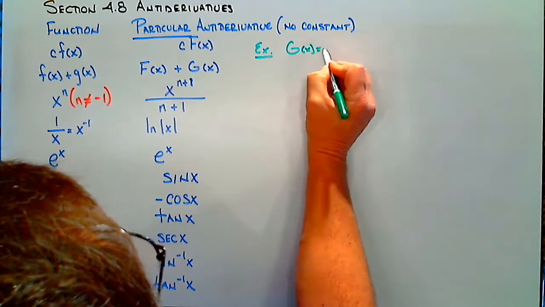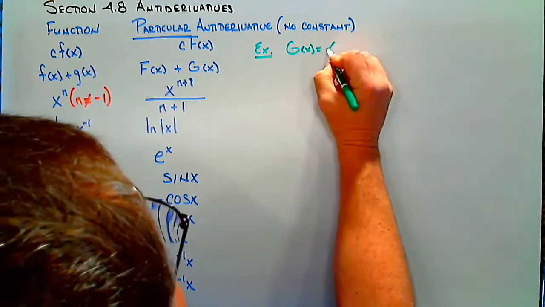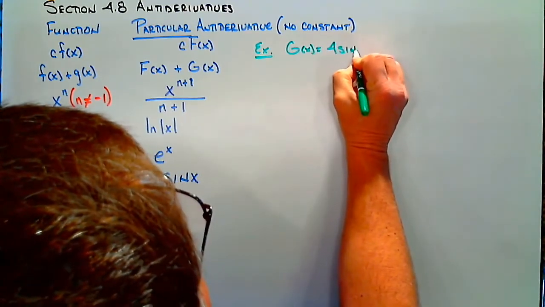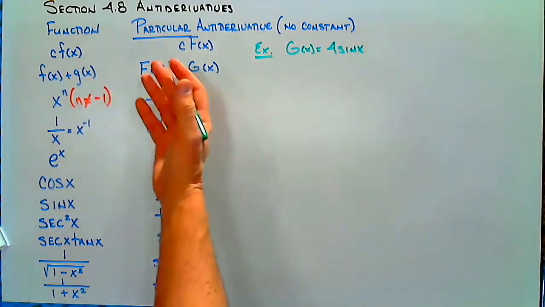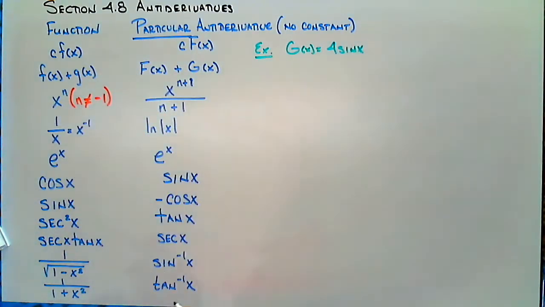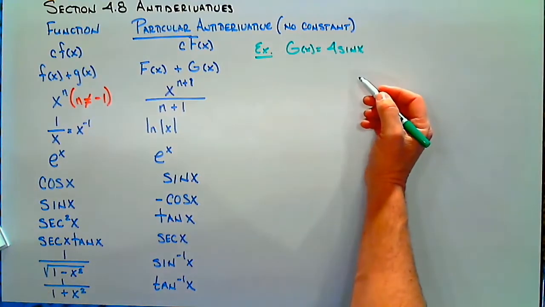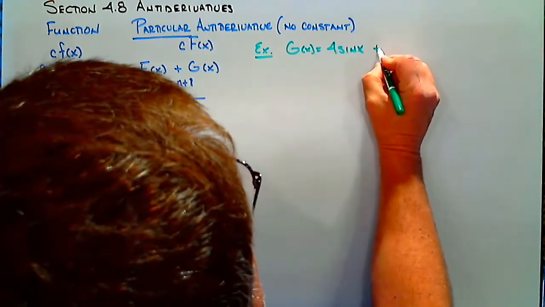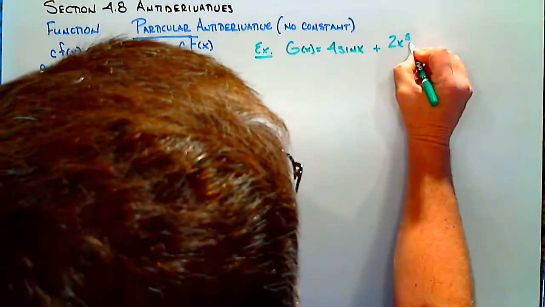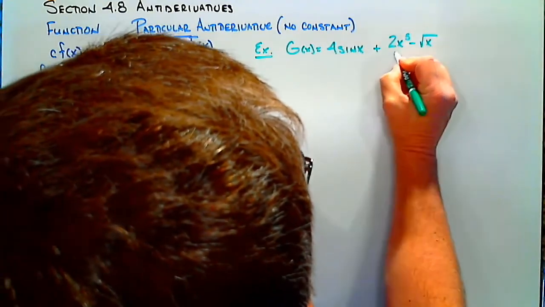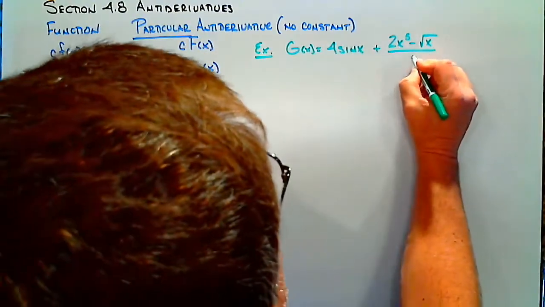They give us g of x equals 4 sine x. Now this is example 1. This is example 1 we did previously, right? Example 1 was our x squared. This is the very next example, plus 2x to the fifth minus the square root of x, all divided by x.